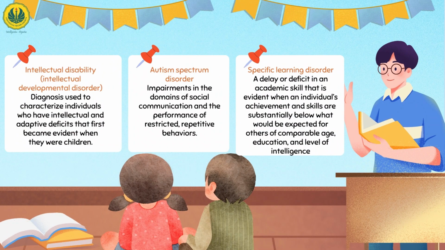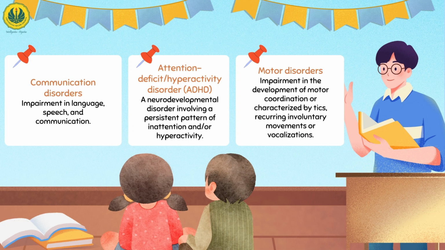And the first is intellectual disability. It's characterized by individuals with intellectual and adaptive deficits in childhood. And the second is autism spectrum disorder, impairment in social communication and limited repetitive behaviors. And the third is specific learning disorder, significant delays in academic skill compared to peers. And fourth is ADHD, persistent pattern of inattention and or hyperactivity. And the last is motor impairment, difficulties in the development of motor coordination.